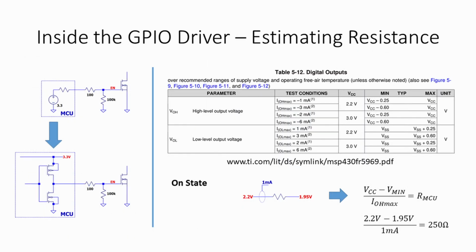Another item that can impact design is the output resistance of the GPIO driver. You can find this from the digital output voltage values given in the datasheet for the microcontroller you're using. For this one in particular, it lists a few test conditions, and the highest resistance ends up being the 2.2 volt 1 milliamp test case, which is 250 ohms.